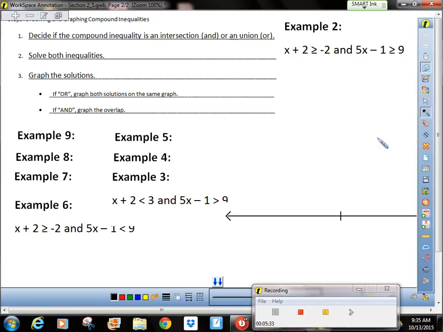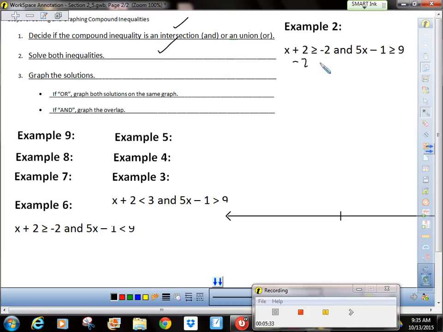Okay, next one. I decide is it "and" or "or," and it is "and," so it's an intersection. I've solved both of them, and so we're going on here.